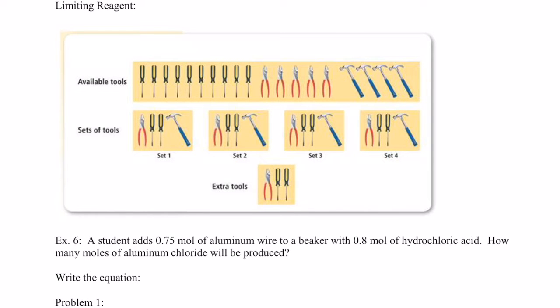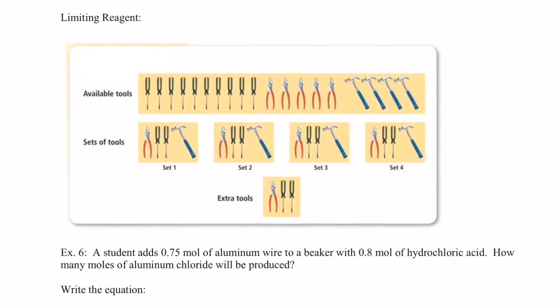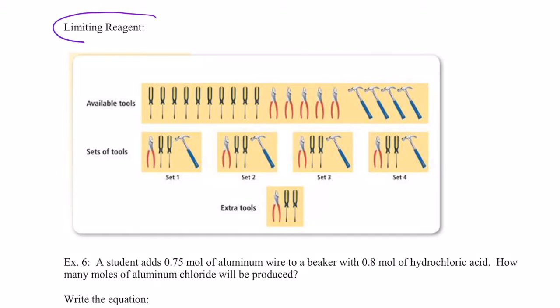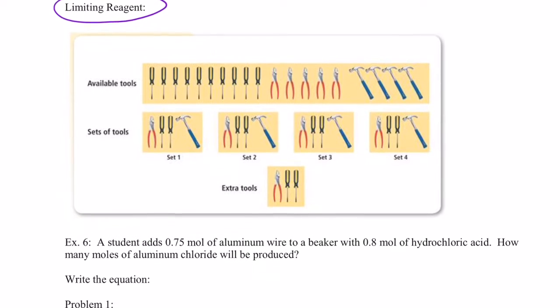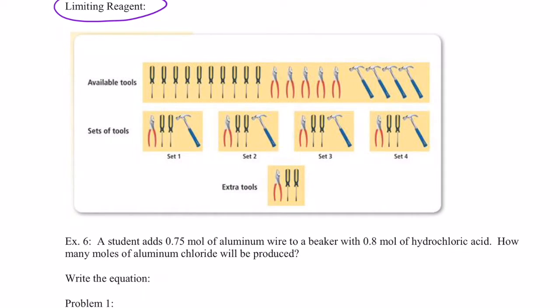Alright, kiddos, welcome back. And we're going to continue our discussion of stoichiometry. This time we're going to include a concept called limiting reagent. So I thought I would start with a pretty simple example, one that I think we can all understand, and then we'll apply it to a chemical example.